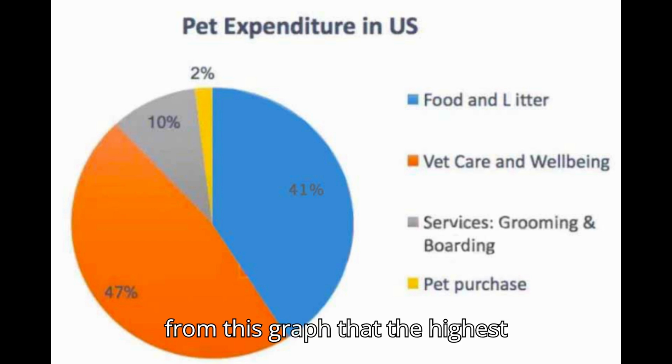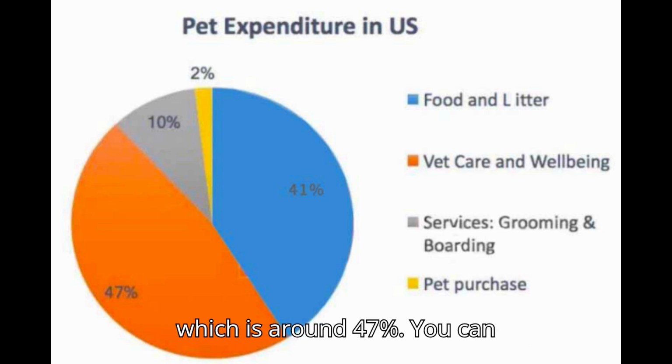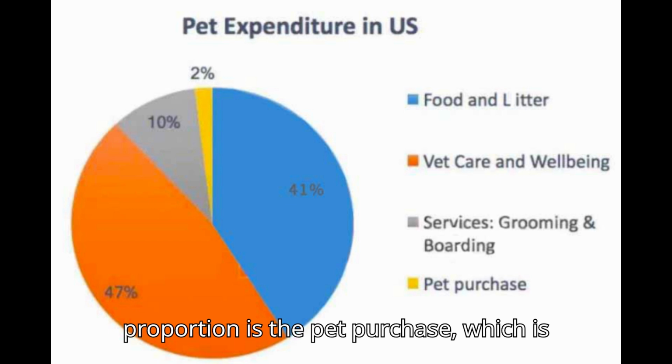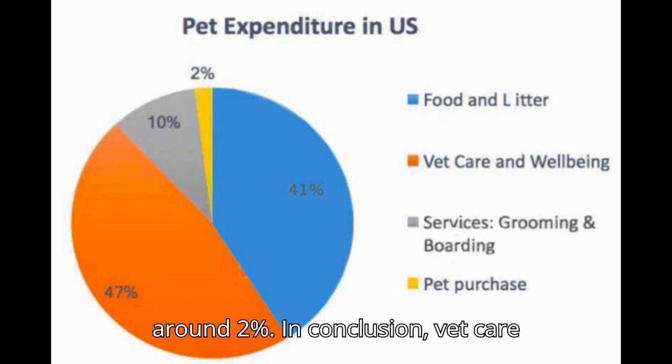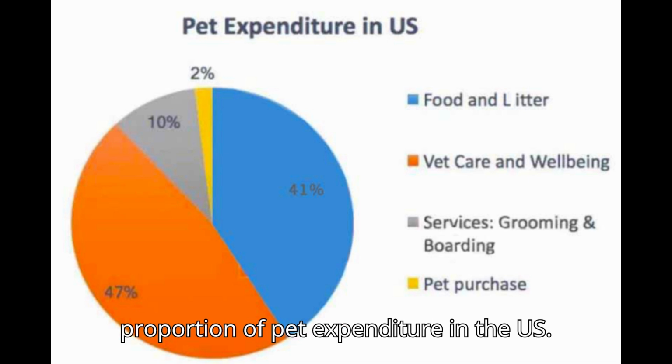You can see from this graph that the highest proportion is vet care and well-being, which is around 47%. You can also see from this graph that the lowest proportion is the pet purchase, which is around 2%. In conclusion, vet care and well-being have the highest proportion of pet expenditure in the US.